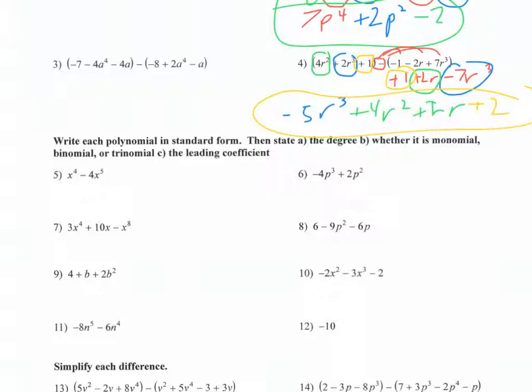All right, next up, number 6. So on this one, we want to state the degree. So the degree is always the greatest exponent. And so I see here the degree would be 3, since that's the biggest exponent right there.